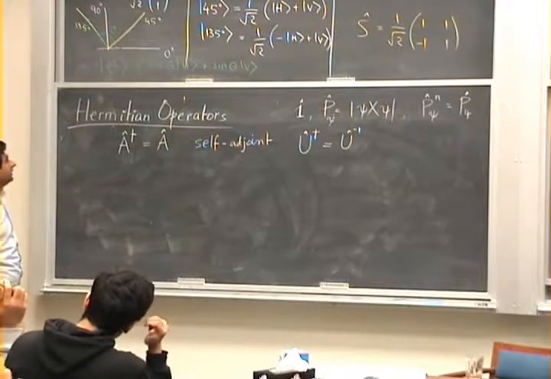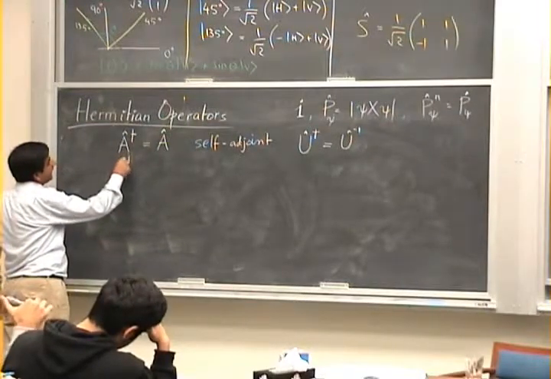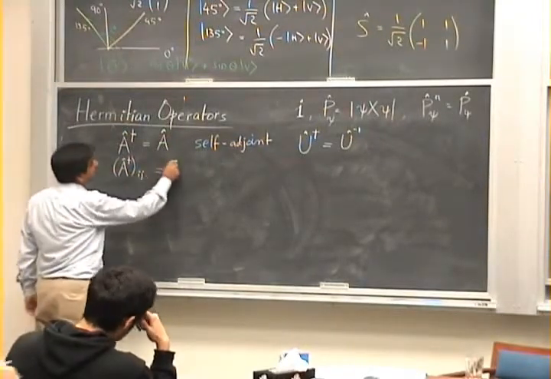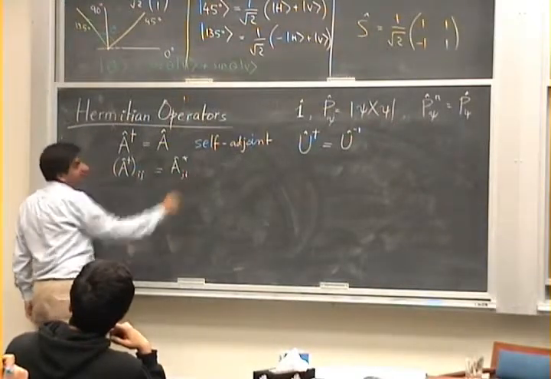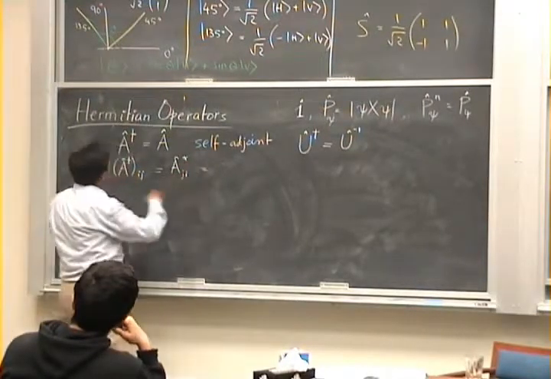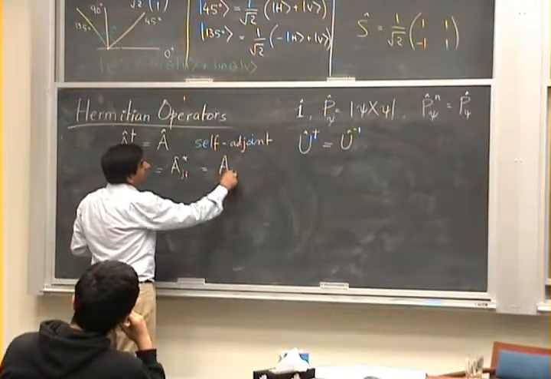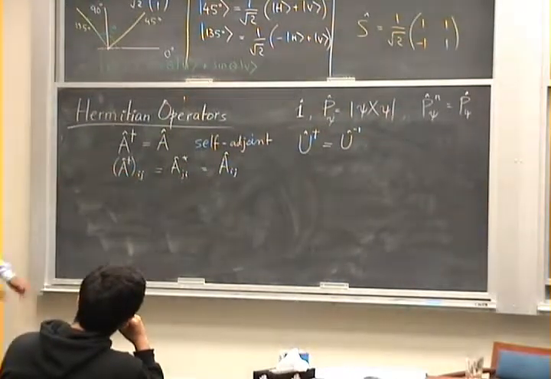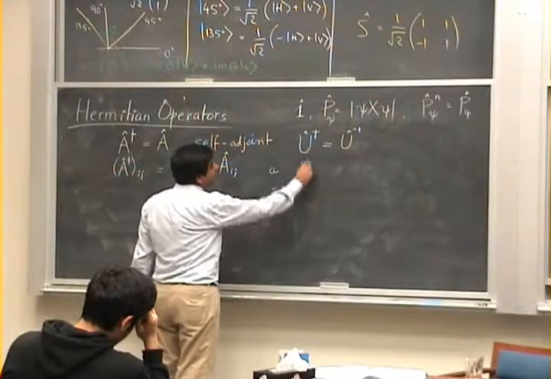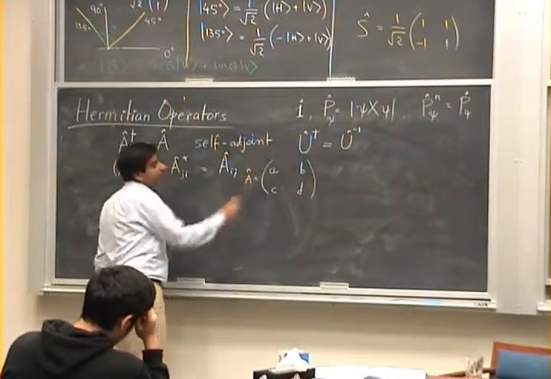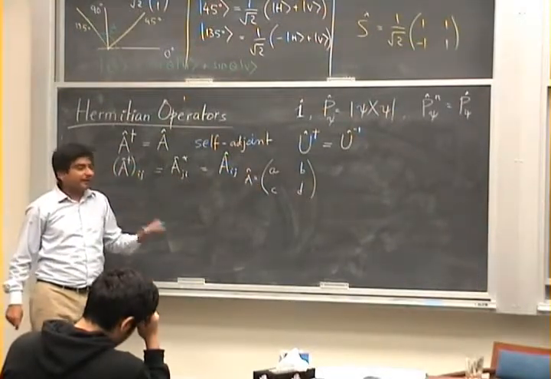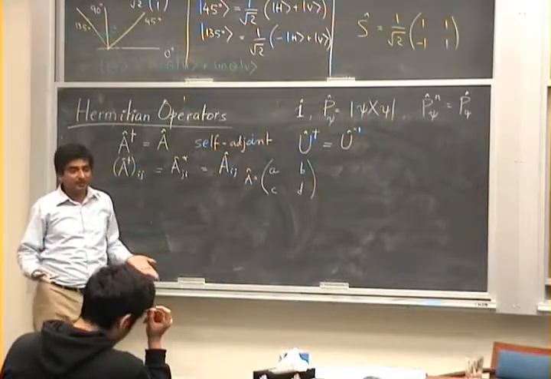And in element form, this means that A dagger's ijth element, which is really given by A_ji complex conjugate, this is the definition of the adjoint, must equal the ijth element of the original operator. This means that if I would like to represent a Hermitian operator in a particular basis, which means I'm writing a matrix, representing an operator in a basis means that I'm being able to write a matrix for it.